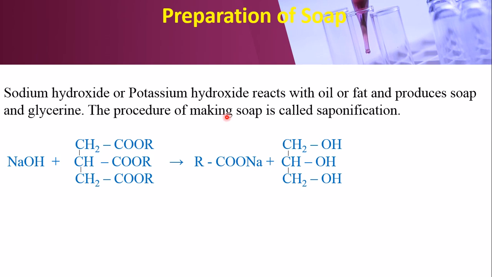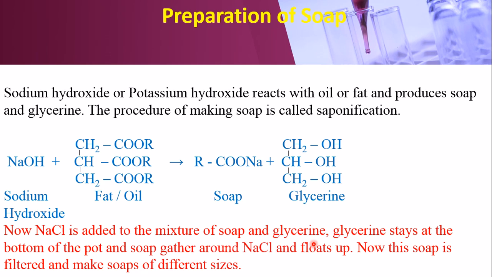So, the reaction here, sodium hydroxide base, it reacts with fat or oil, and it produces sodium soap, sodium salt of higher fatty acid, and also glycerin. Look, this glycerin is an alcohol because there is hydroxyl group present. But there are 3 hydroxyl groups, so it is trihydric alcohol. Here, sodium hydroxide reacts with fat or oil and produce soap and glycerin.